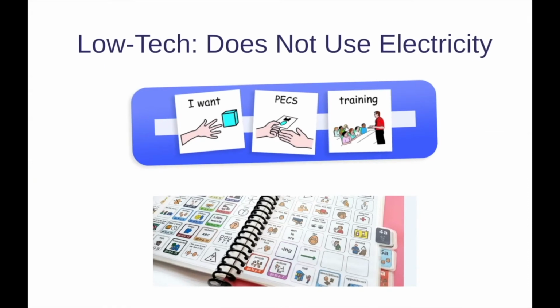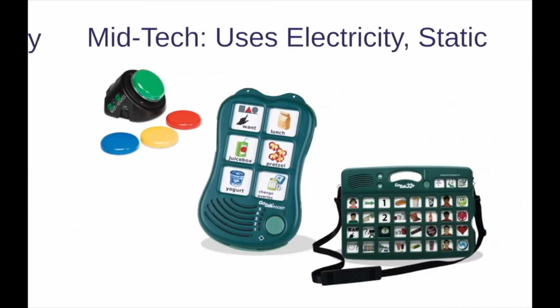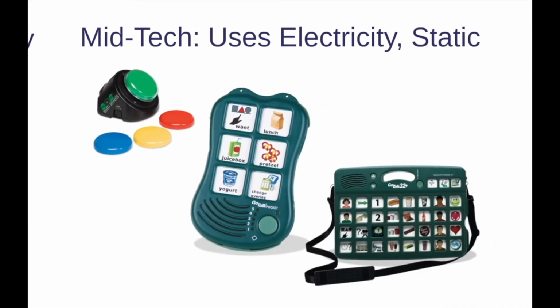So a low-tech AAC device can be really easily defined as something that does not use electricity. So this is an example of a PEX strip, picture exchange system, and then a pod board, which is a pragmatically organized form of low-tech AAC. Both of these are still very widely used in classrooms. Mid-tech devices do use electricity, but they're static, meaning that the screens don't change when they're touched, although sometimes they can be replaced with new options. Usually these type of tools will just take a battery or something like that.